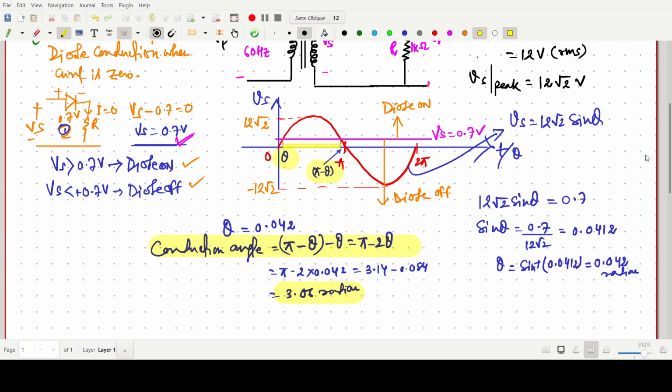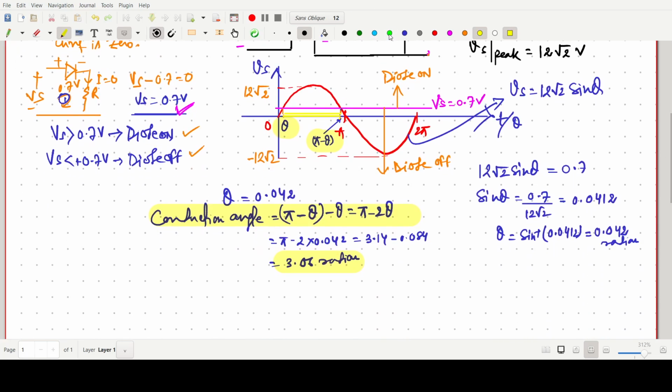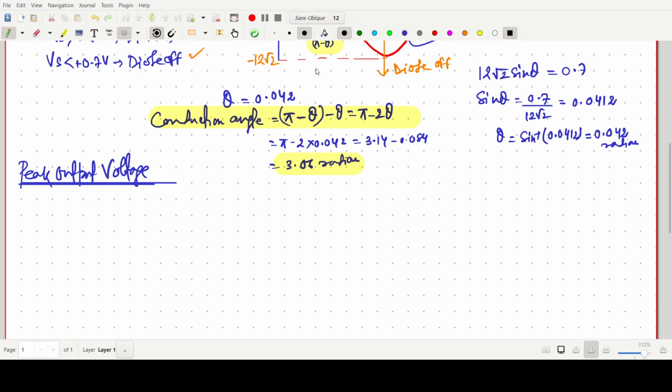Now the output peak voltage. For the peak rectified output voltage, we have to find the peak output voltage. From this graph, I'm making a simple diagram with plus minus Vs. This drop is 0.7 volt, and this one is our V naught. When the diode is on, it will give the peak rectified output voltage. So one can write plus Vs minus 0.7 minus V naught equals 0.